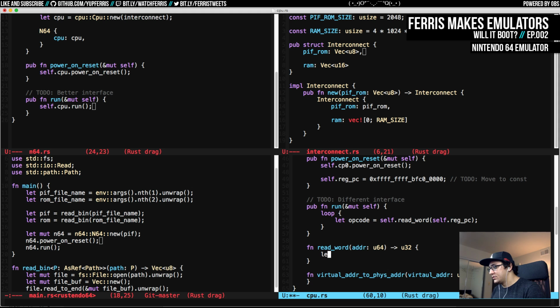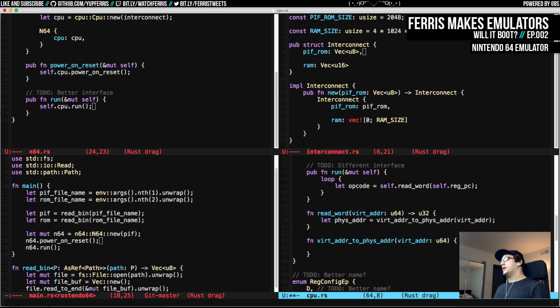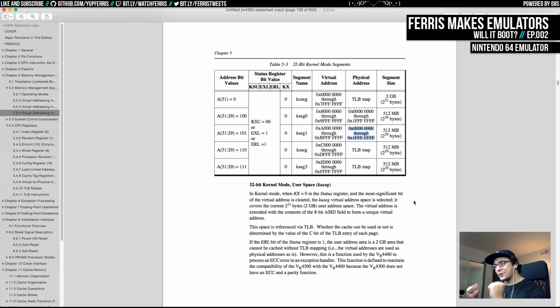So we're going to do let physical address is virtual address to physical address from the adder. I'll rename this virtual adder, let's call that virt adder just to make that a little easier. It'll look nicer against phys adder. And here I'm just going to explode if it's not one of these regions that we recognize for now, because I really want to get to running code, and that'll be nice.